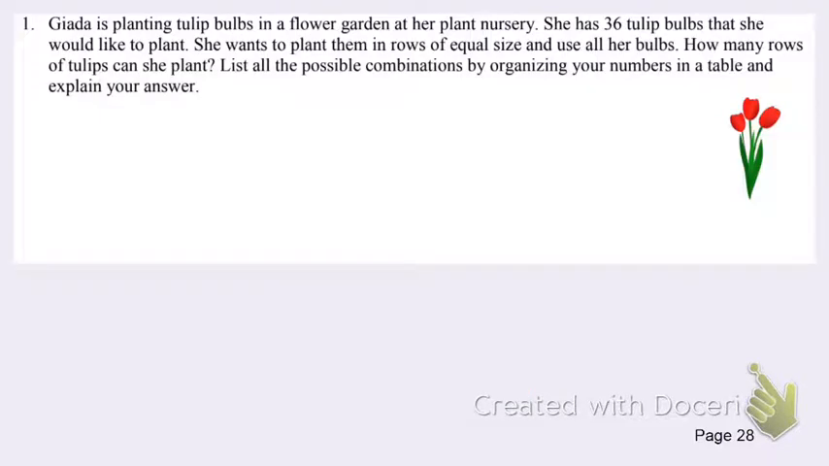All right, let's get started on our first problem. Our first problem is a word problem. Gideah is planting tulip bulbs in a flower garden at her plant nursery. She has 36 tulip bulbs that she would like to plant. She wants to plant them in rows of equal sizes and use all of her bulbs. How many rows of tulips can she plant? List all the possibilities and combinations by organizing your numbers in a table and explain your answer.